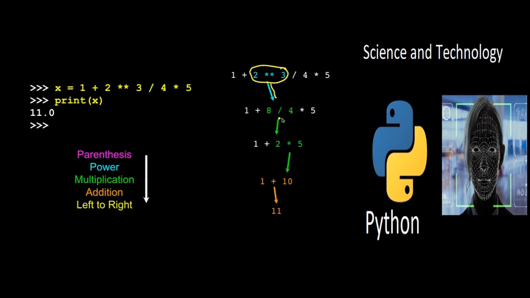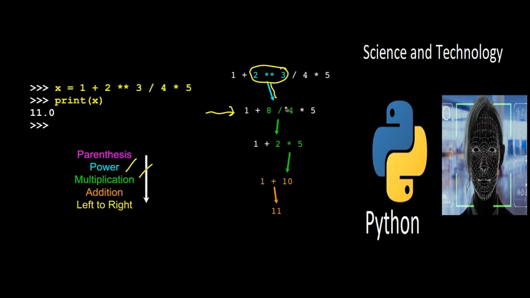Now I look across and I'm looking for multiplications because the power's been done. The multiplication is what I'm looking for next. And then there is both multiplication and division. They're equal. They're at the same level. And so what happens is they're done left to right. 8 divided by 4 happens before 4 times 5.